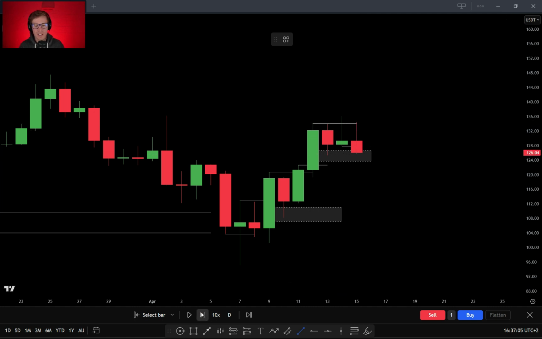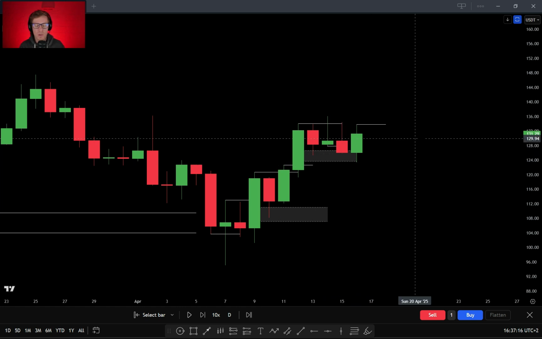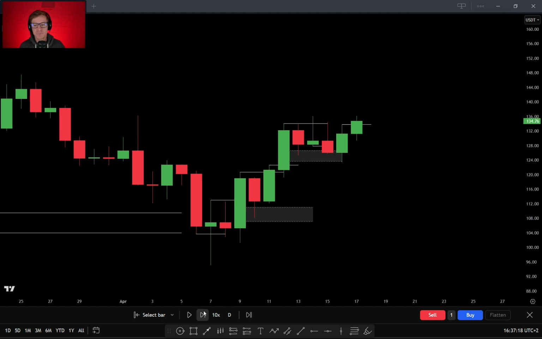So let's wait to see what the next candle does. You can see price has tapped into this candle, taking it out. So now we want to see price take out the highs of this candle. And there you go. So now we're forming a continuation. We want to see price take out the highs.